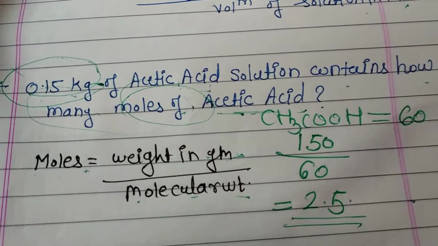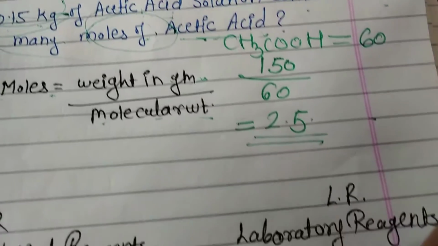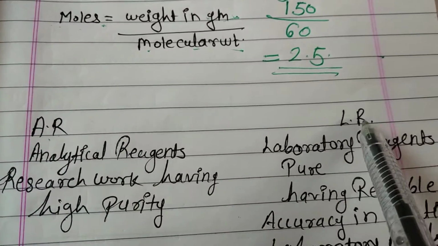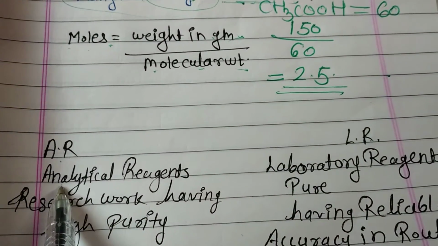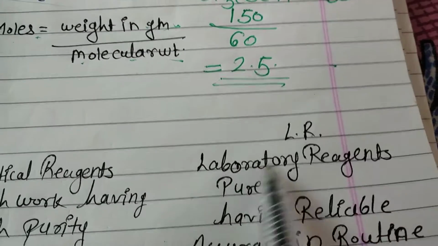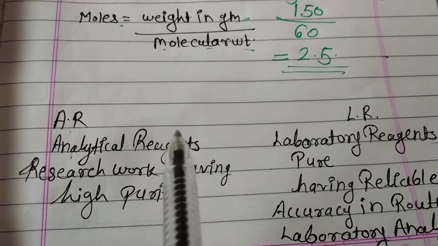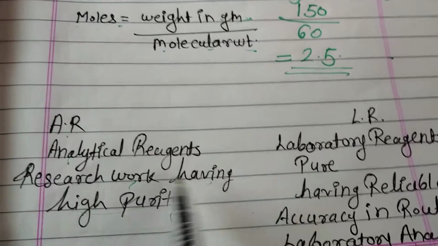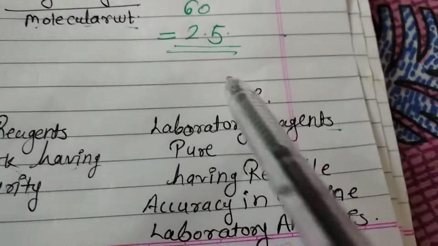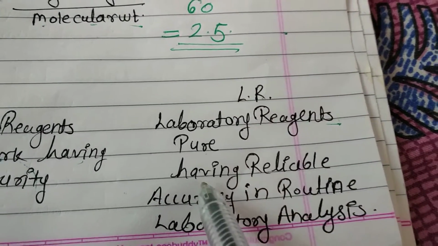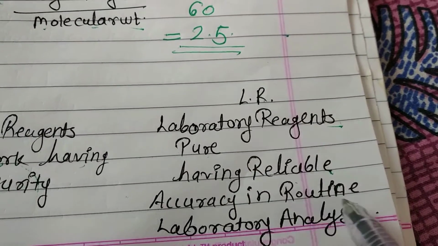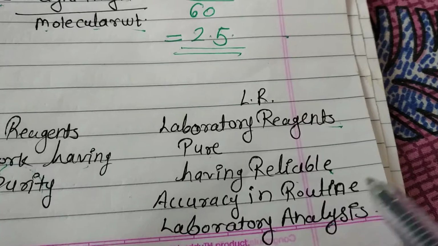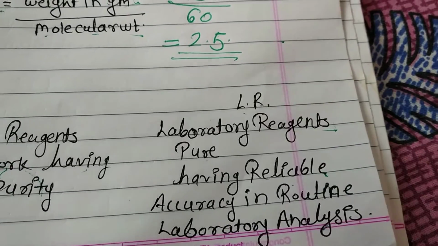Again, when we prepare solutions, the two important types are AR and LR. AR means analytical reagents and LR means laboratory reagents. Basically, analytical reagents are used for research work, having high purity, and laboratory reagents are pure, having reliable accuracy in routine laboratory analysis. So whenever we prepare solution in the laboratory, that is LR reagent.